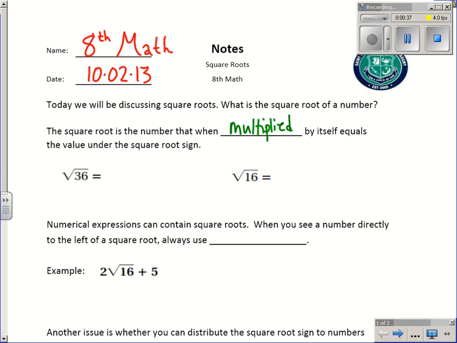We want to find the square root of 36. What number times itself will give you 36? Of course, that's 6. Same thing with the square root of 16. What number times itself will give you 16? That's 4. So the square root of 16 is 4.